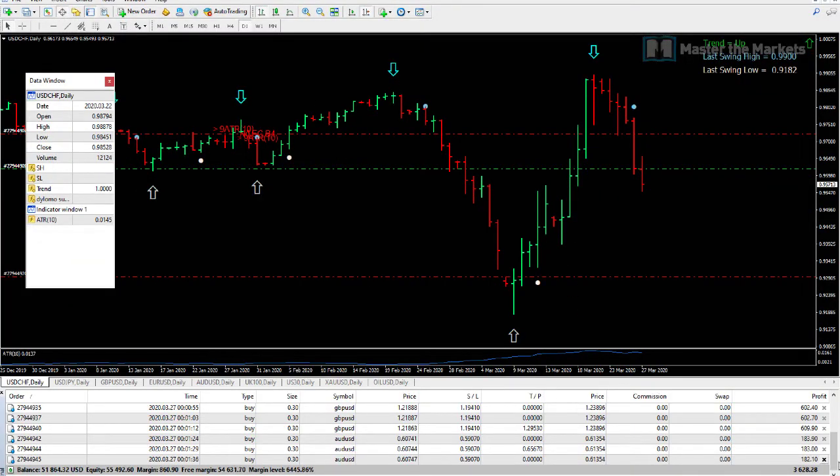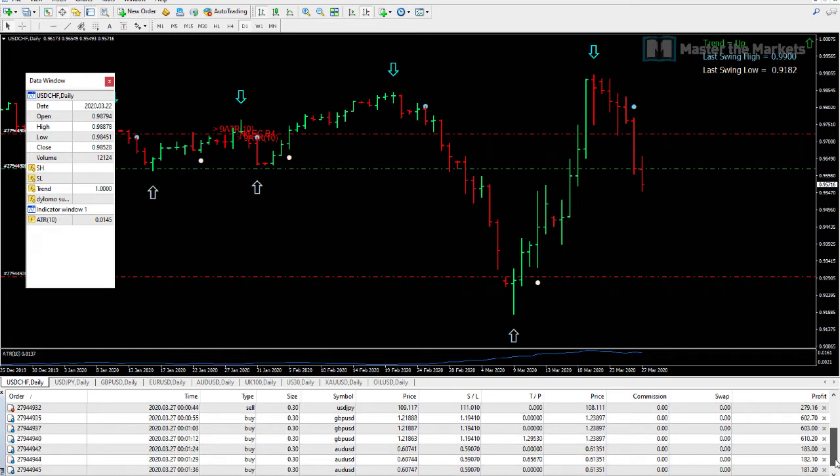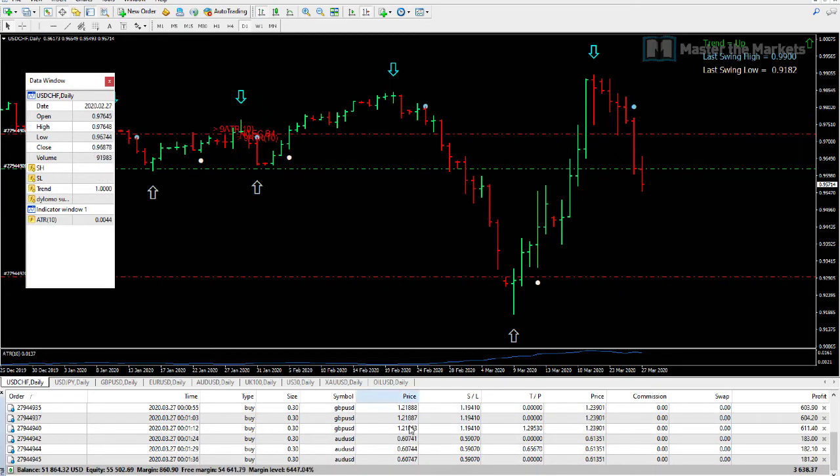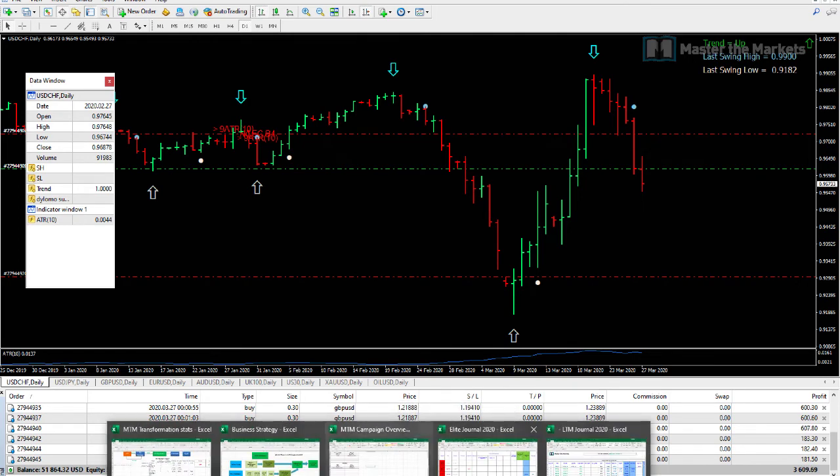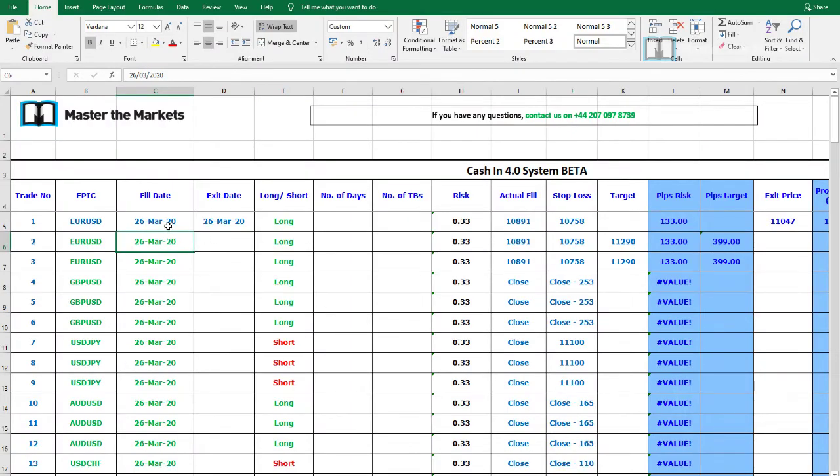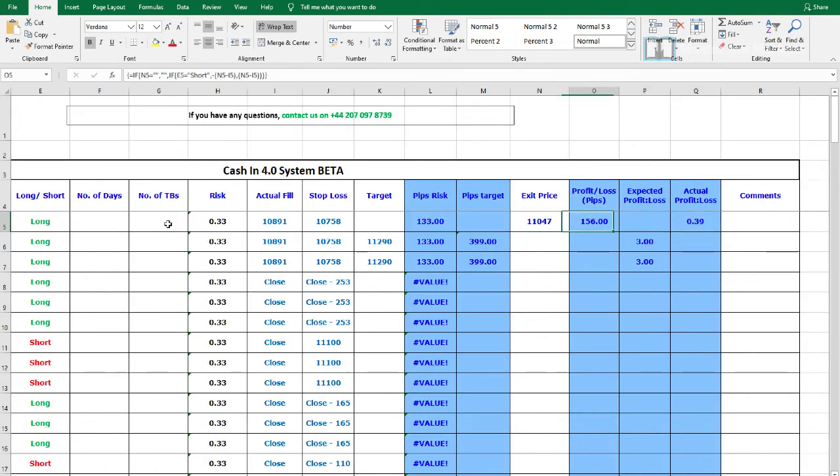All right, 12 positions, what I've got over here. You can see across 4 currency pairs based on the concept I just told you all. So that one over there is what we are reflecting here. Yesterday we closed out one position already, and that is at 11047. That's 156 pips of profit and at 0.39% profit.